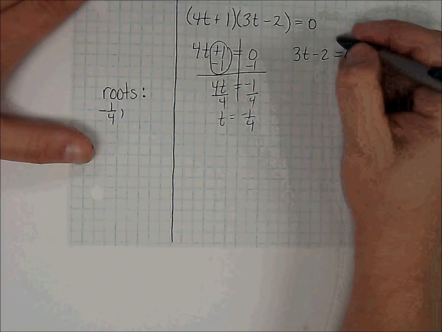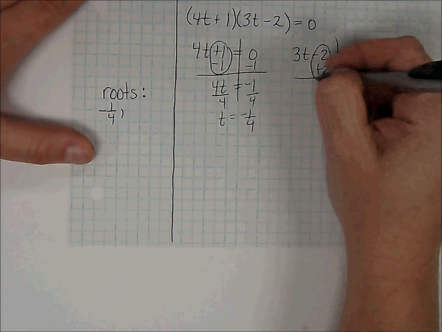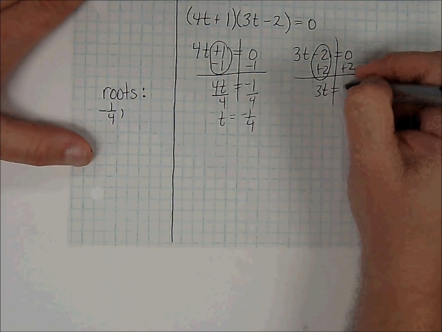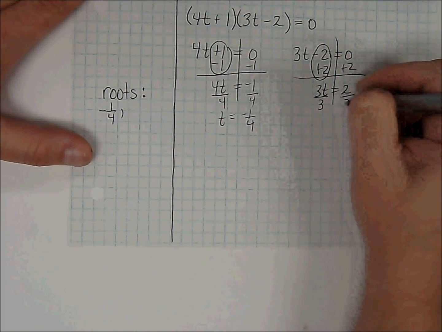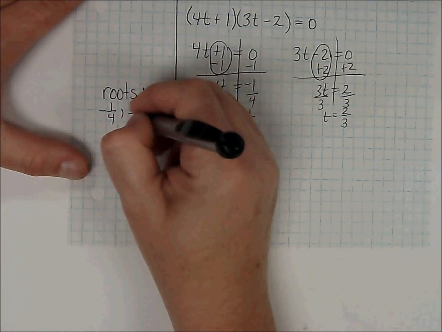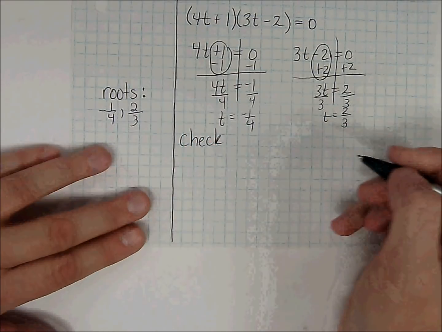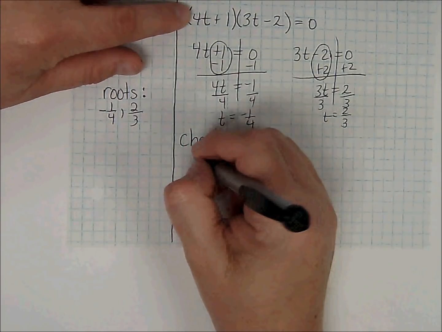Over here, add the 2 to both sides. I get 0. I get 3t equals 2. Divide by 3. So t equals 2/3. And my other root is 2/3. If I go and do my check, I know they're fractions, but remember it's really basic. It's going to actually go away right off the bat.